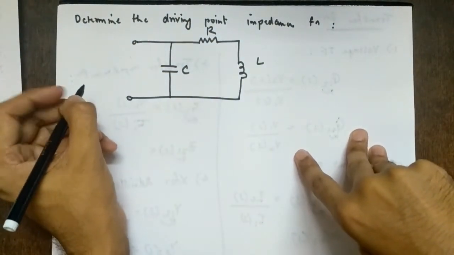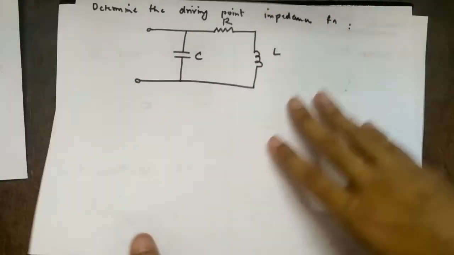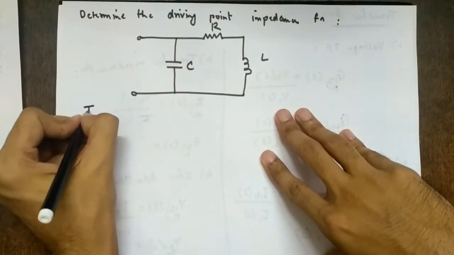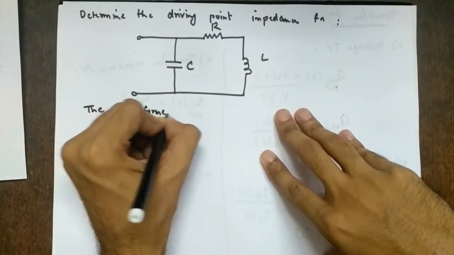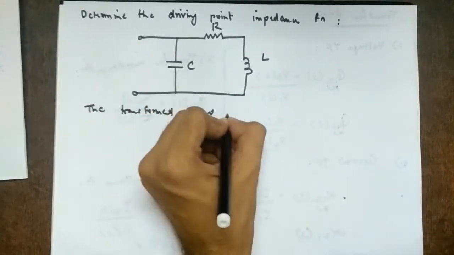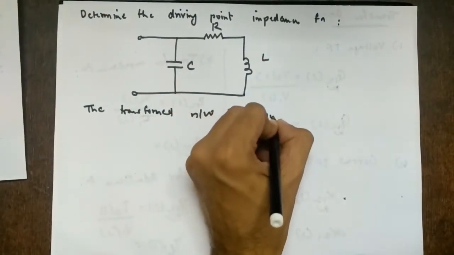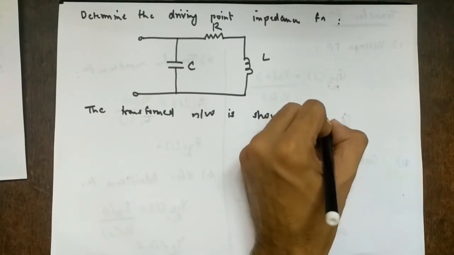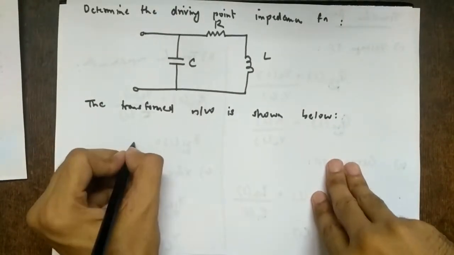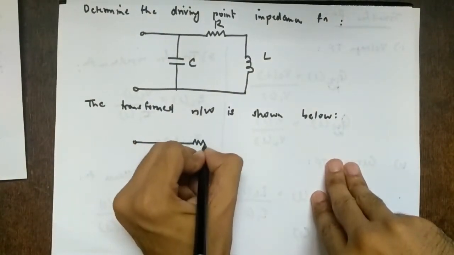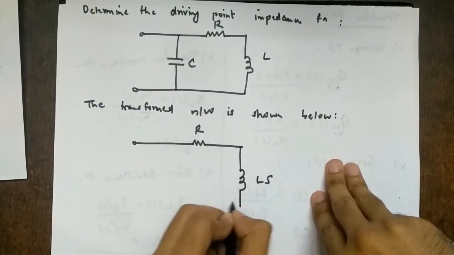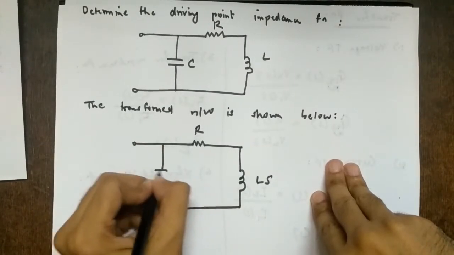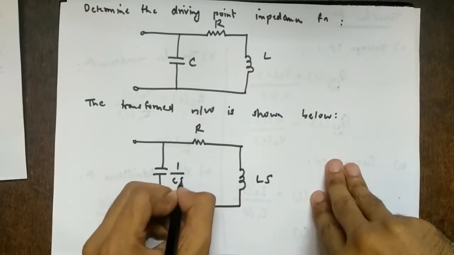Okay. So what do we do? As we saw, we are always in the transform domain, right? So we write the transform network as shown below. So what happens in Laplace domain for R? It remains as R only. What happens for L? It becomes Ls. What happens for C? It becomes 1 by CS.